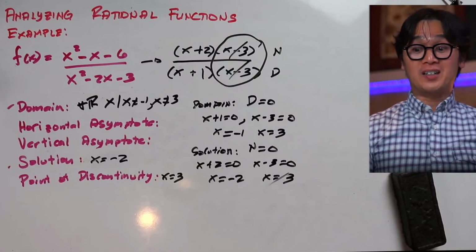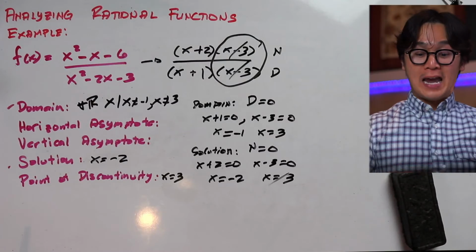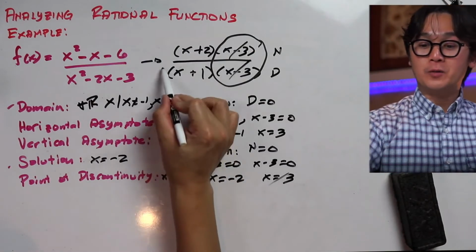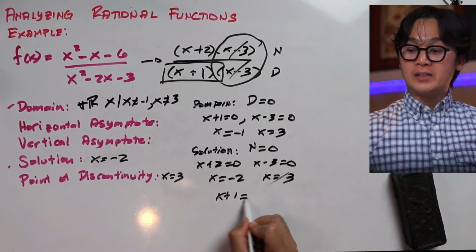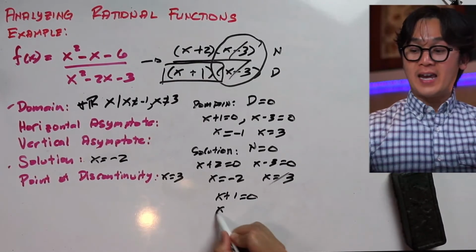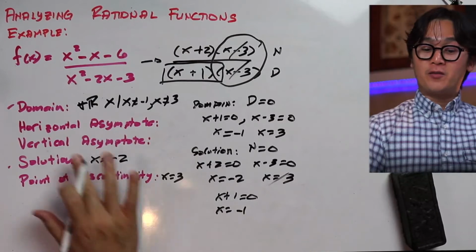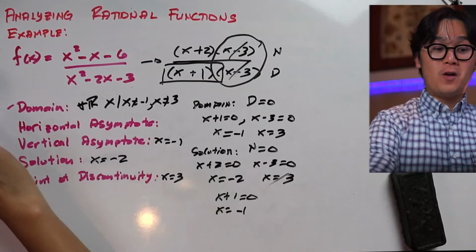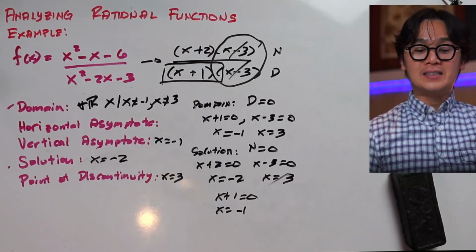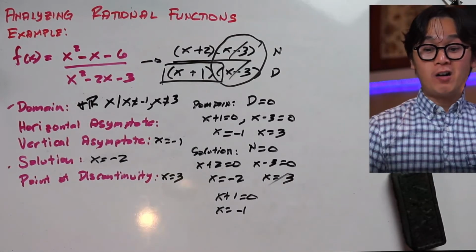And speaking of vertical asymptote, our vertical asymptote can be found using the remaining denominator that we have here. And x plus 1 is equal to 0 will give us x is equal to -1. Therefore, our vertical asymptote is at x is equal to -1. And now the only thing that is left to fill in is the horizontal asymptote.